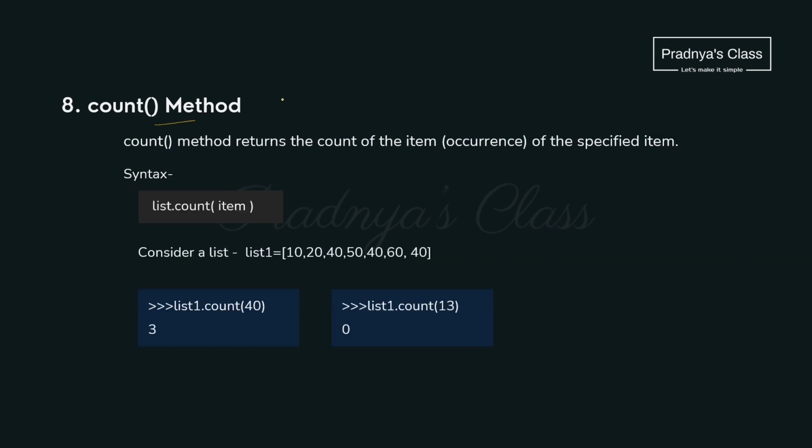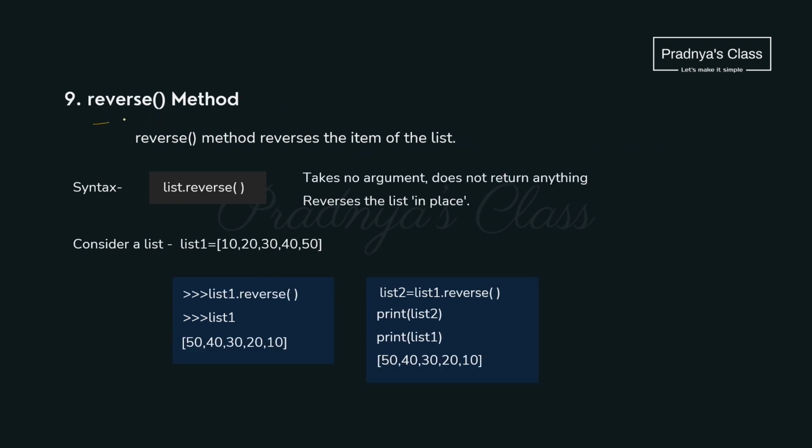Here is the count method. We even use it in case of strings. It counts the item occurrence. 40 is present 3 times in the list. Here is one more method. The name is reverse. It will reverse the items of the list. Here is the given list. If you reverse it, you will get the elements in the reverse direction.